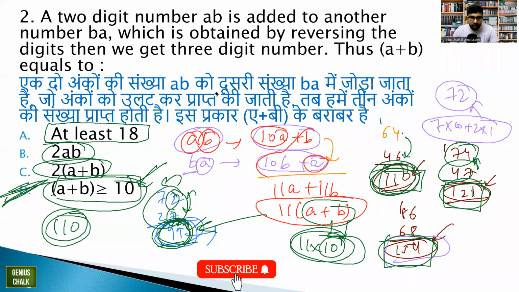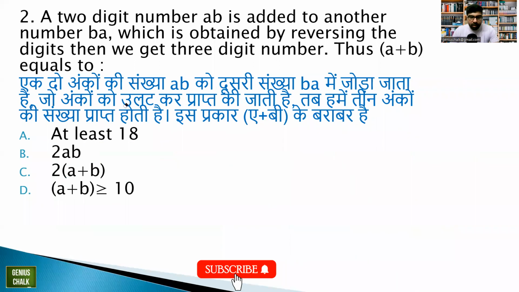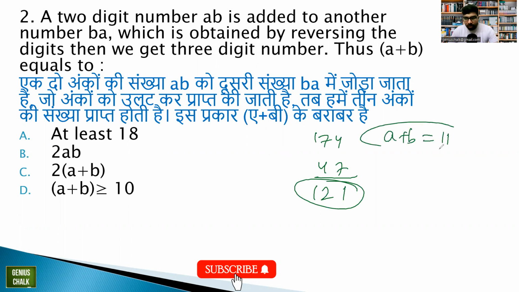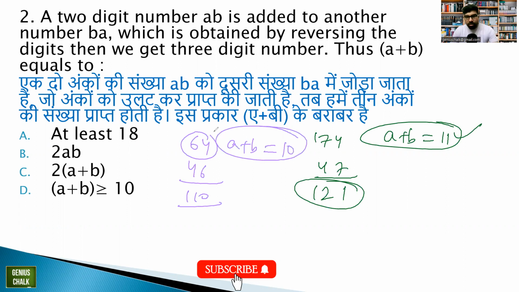Now I'll prove it by taking some example, like I have taken already. If you take 74, it will be 47. So 8 plus 4 is 12, and the value is 121. Now this A plus B, what is this? 11. You can see this is greater than 10. One example we have taken was 64 and 46. What is the result? 110. What is A plus B here? A plus B is 10. And in the other example, A plus B is 11. So A plus B is at least 10.